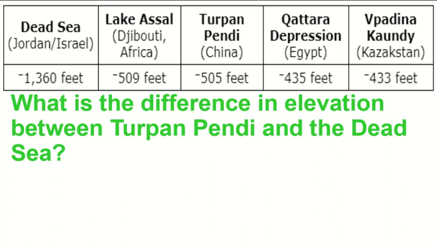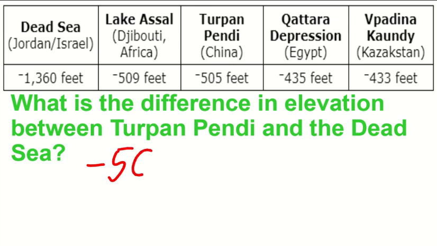Ford? 1,865? Nope. Sydney? 855. All right, so it's the difference. Difference is subtraction between Turpenpendi and the Dead Sea.